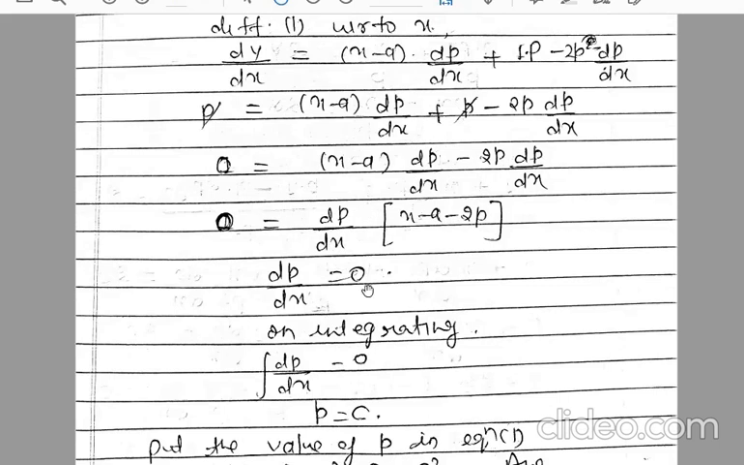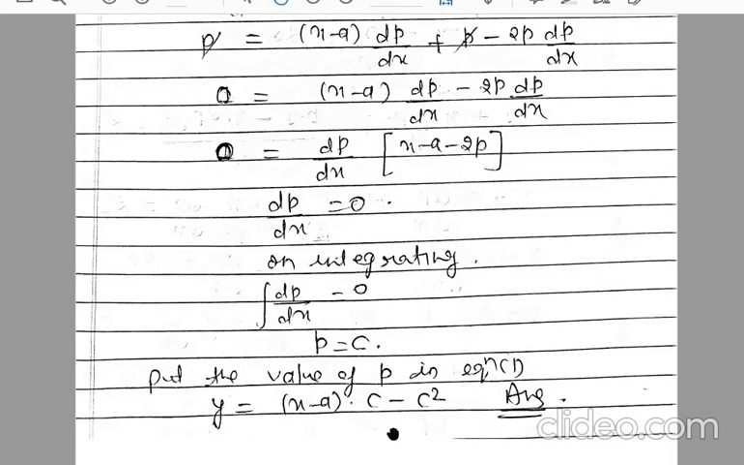So with dp upon dx we can put it equal to 0. That bracket cannot be 0, right? So dp is equal to 0. On integrating both sides, you will get p is equal to c here. Now if we have p is equal to c, then the second point is eliminate p from the given equation. So we can put p is equal to c here, and that eliminant is the required solution. So y is equal to (x minus a) into c minus c square. This is your final answer.